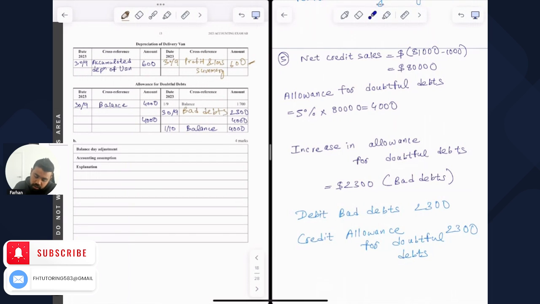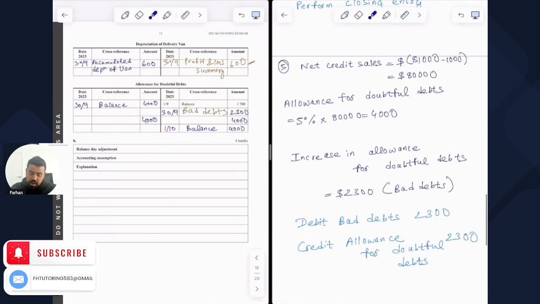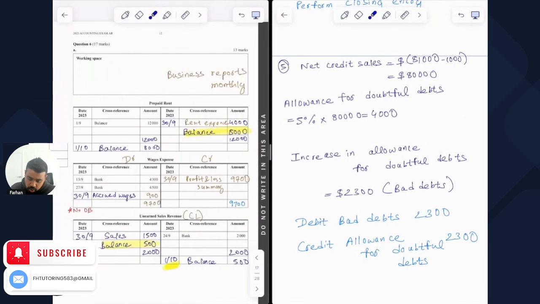So altogether, we have $4,000 as the grand total on both sides. Now, again, do not forget to transfer the closing balance as the opening balance on 1st of October, and that is $4,000. All right. Okay, so let's look into the discussion question.